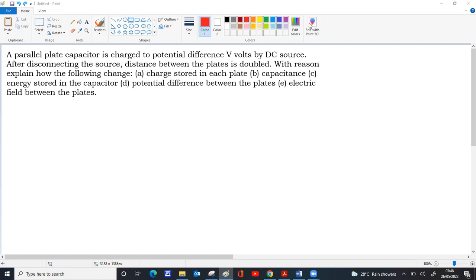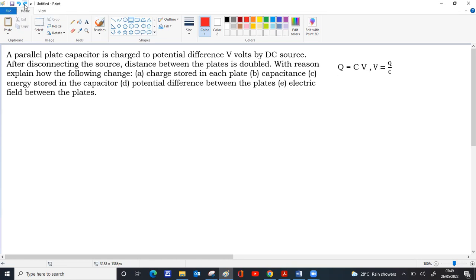Charge stored in each plate of the capacitor, capacitance of the capacitor, energy stored in the capacitor, potential difference between the plates of the capacitor, electric field between the plates of the capacitor. So for these types of questions, in this particular category, we need to use some formulas related to the capacitor.